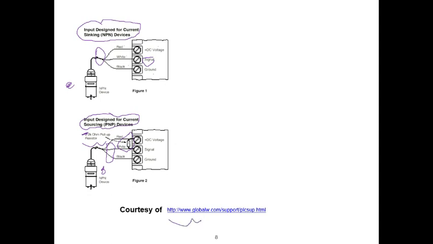Credit where credit is due. That's where I found that, so please look it up. They have a lot of good information on their site.